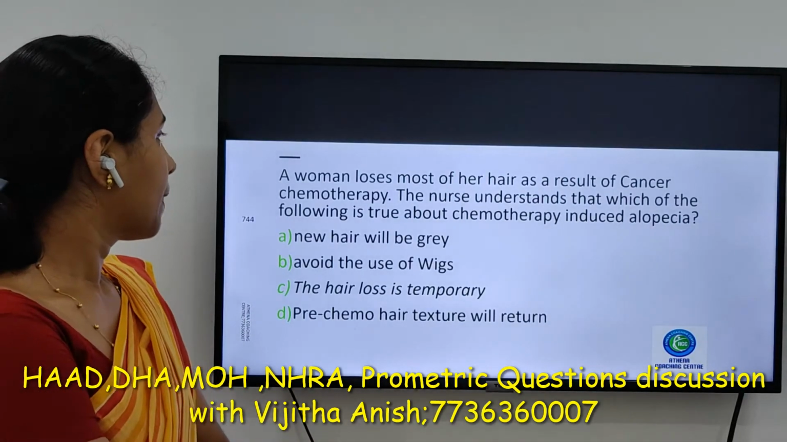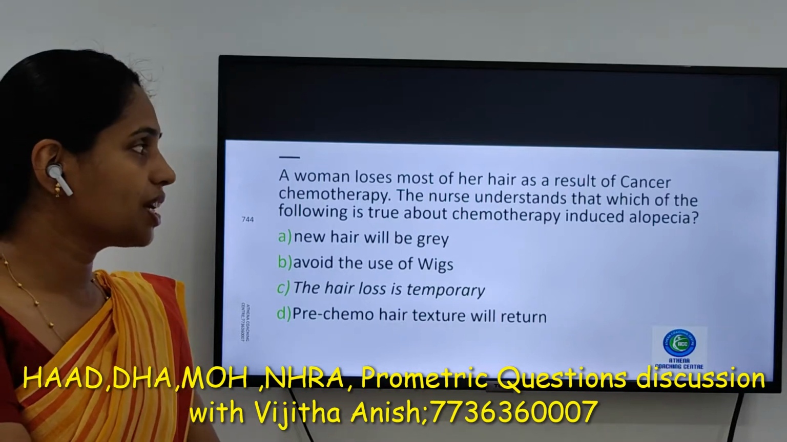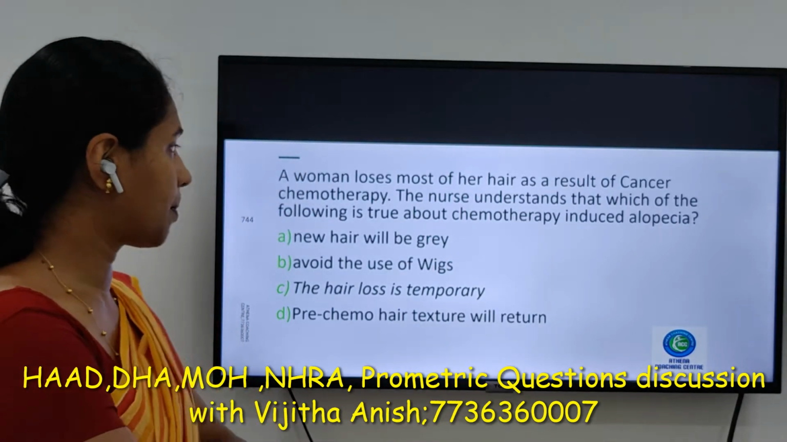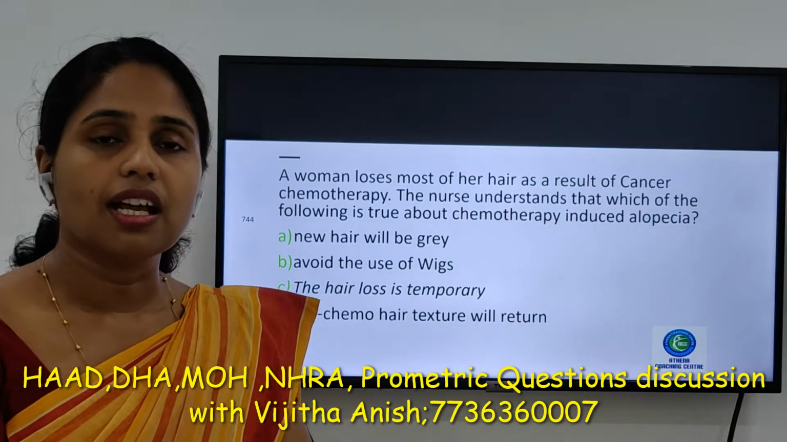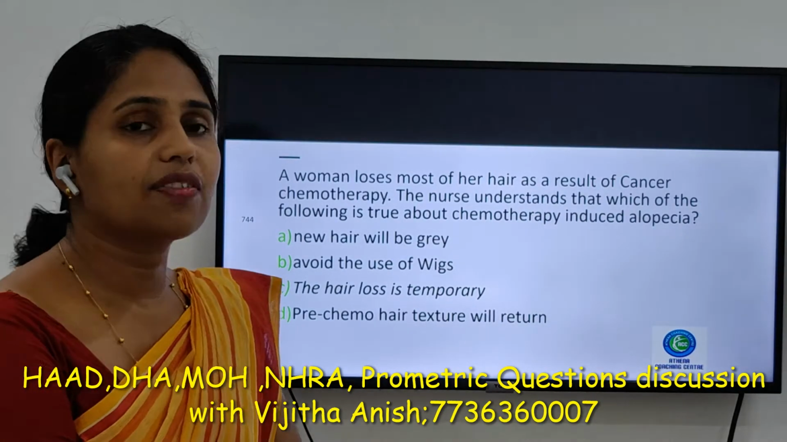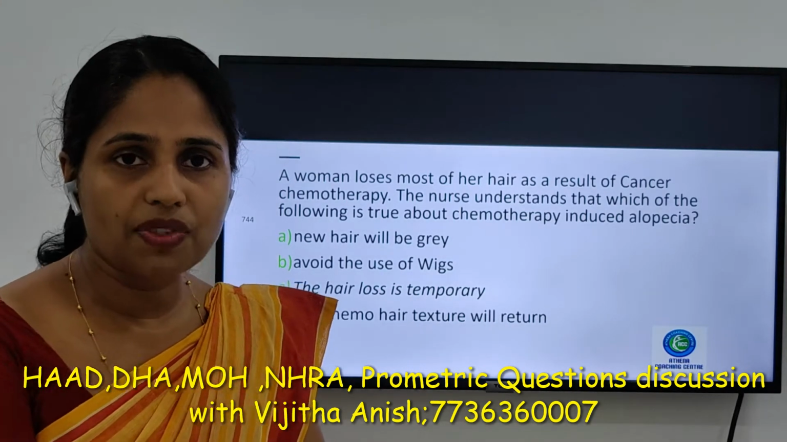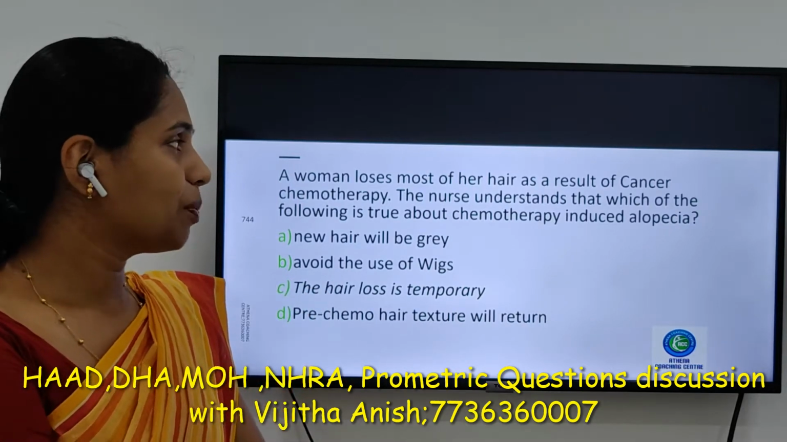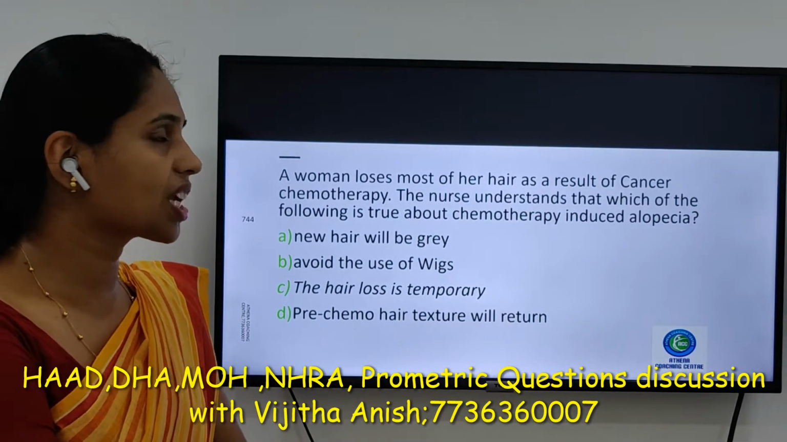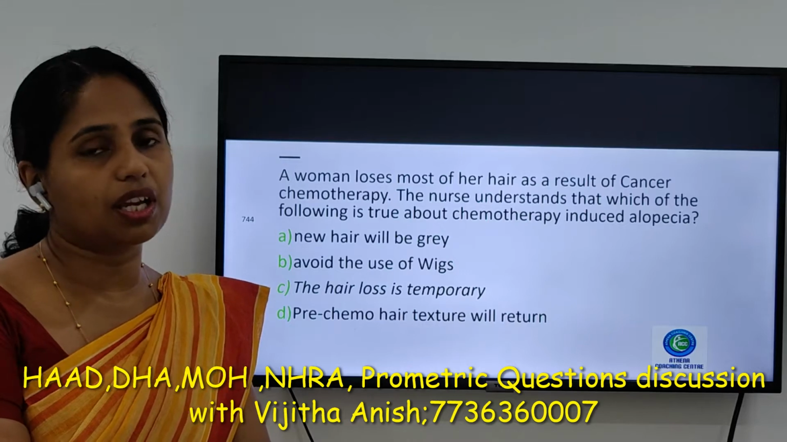Next question. A woman loses most of her hair as a result of cancer chemotherapy. The nurse understands that which of the following is true about chemotherapy-induced alopecia. We said the initial side effect of chemotherapy is nausea and vomiting, and the later side effect is alopecia, and because of alopecia the patient will be emotionally upset, moody. Alopecia always causes body image disturbances. So the patient asks the nurse regarding alopecia, and the nurse understands which of the following is true.